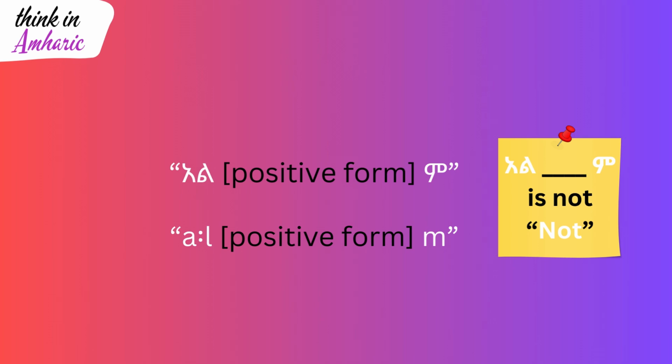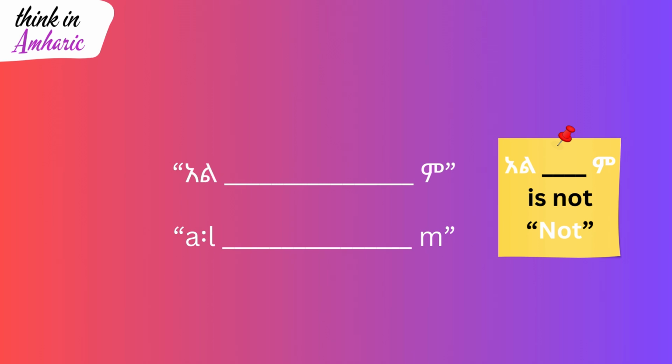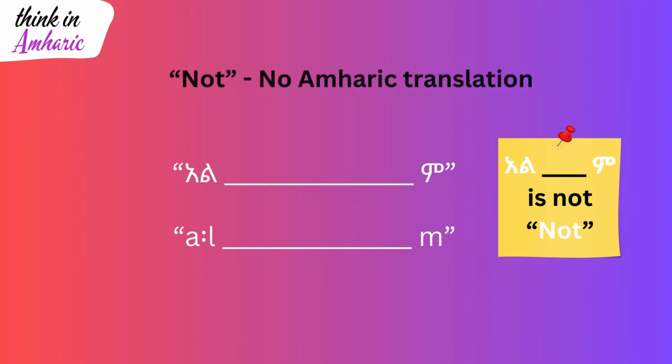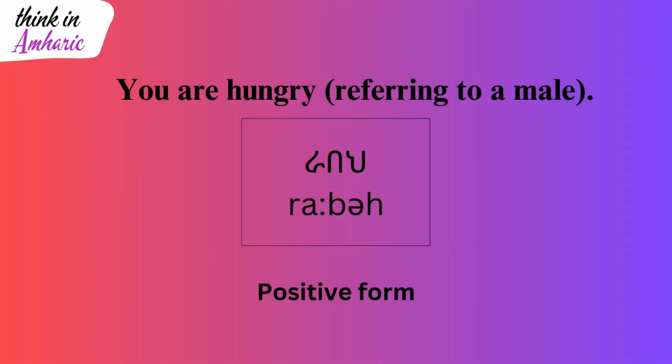So although we add al and me to the positive form in order to create the negative form, that doesn't mean that al and me mean not. It doesn't mean not on its own. The word not doesn't exist in Amharic. Let's go over the other pronouns.